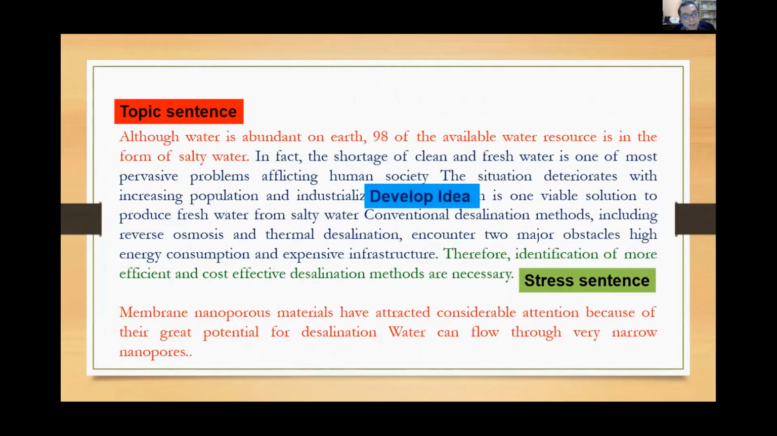Okay, you can see the example of the topic sentence. Here, the sentence highlighted in red is the topic sentence. This is the introduction part. So although water is abundant on Earth, 98% of the available water resources are in the form of salty water. So in fact, the shortage of fresh water is one of the most pervasive problems affecting human society, and so on.